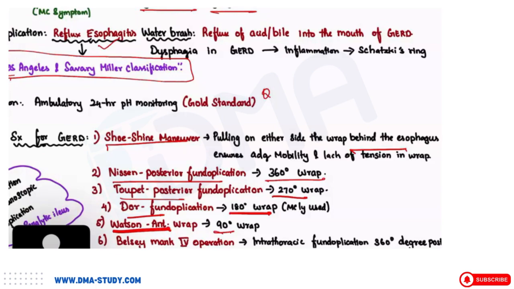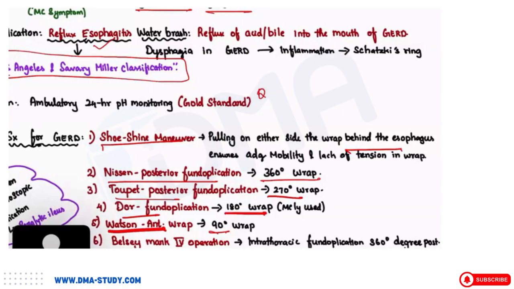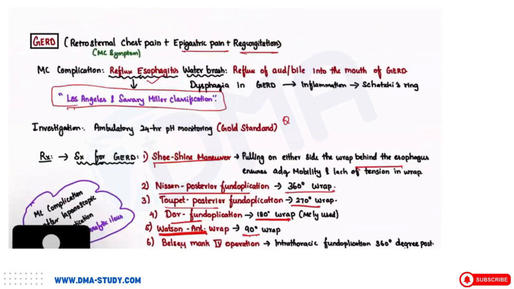Which one is a 270-degree wrap? Posterior, Toupet. Which one is the 180-degree wrap? Dor fundoplication. Watson is 90. Nissen is a 360 wrap. If it is an intrathoracic fundoplication, that is the Belsey Mark IV.